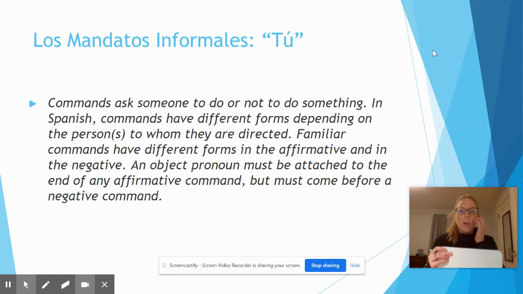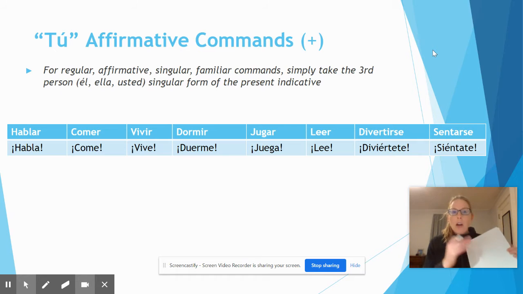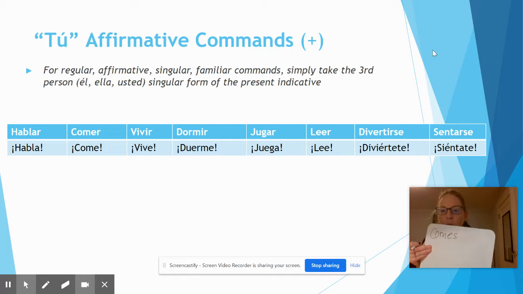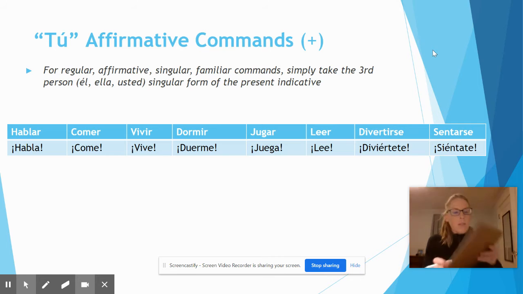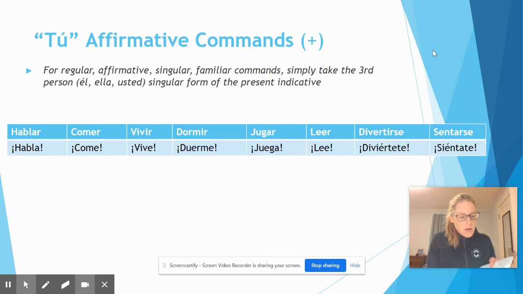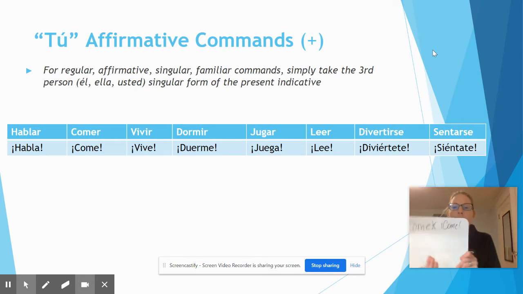So the informal commands are commands you'd use with someone you'd address in the tú form or in the vosotros form. You're friends with them. So to start with affirmative tú commands, you put the verb like comer in the tú form, drop the S: come, eat.